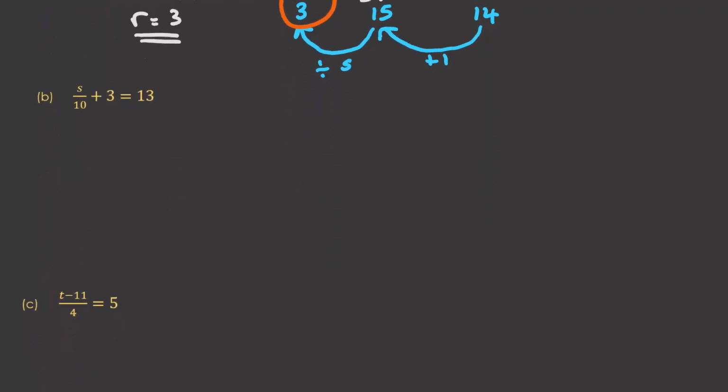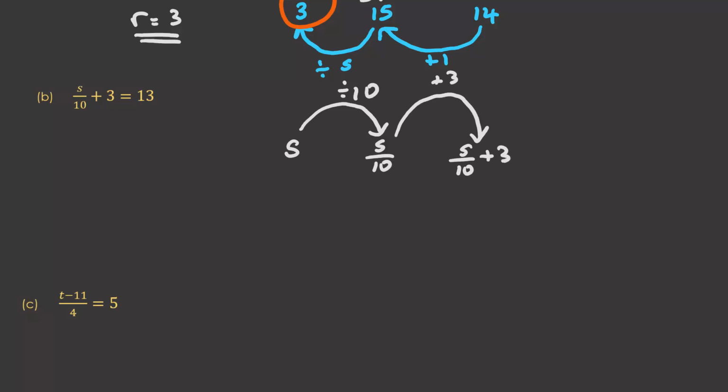Now, for the next part, I don't like using s as a variable. It looks too much like a 5, but that's what we're given, so we're going to work with it. So I'm starting with the s. What's the first thing that's happened? The first thing is that I've divided by 10, giving me s over 10. The next thing that's happened is that I've added 3. And that gives me s over 10 add 3. So I've now built the expression.